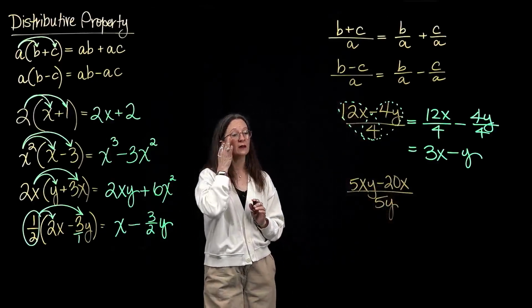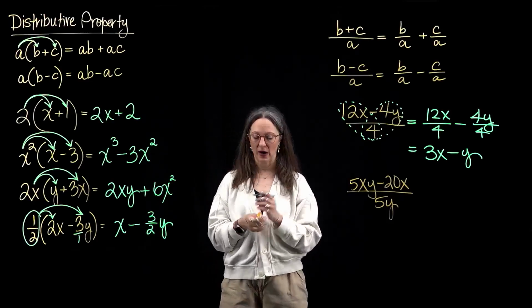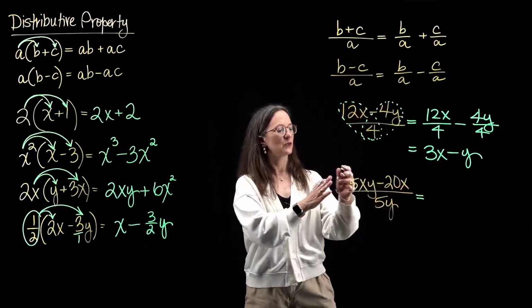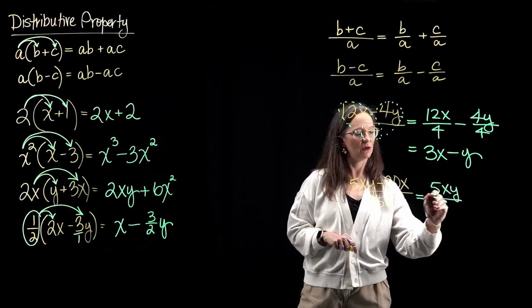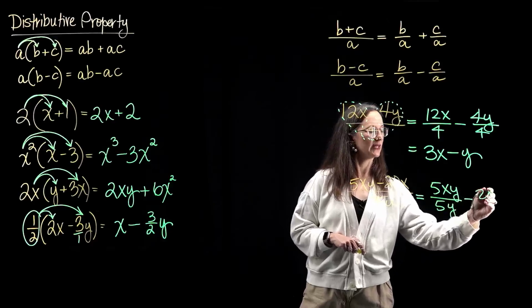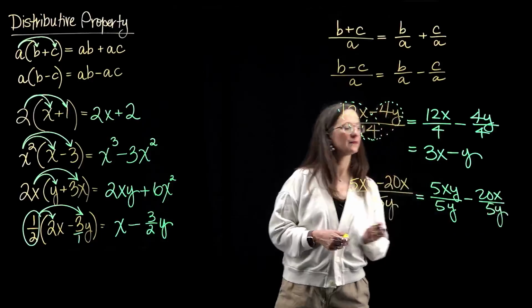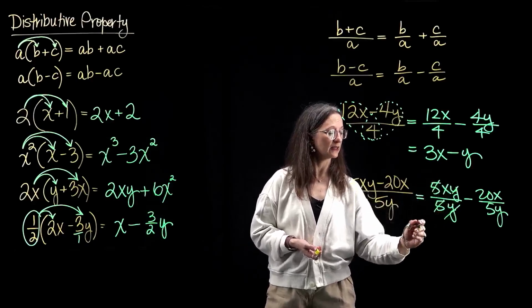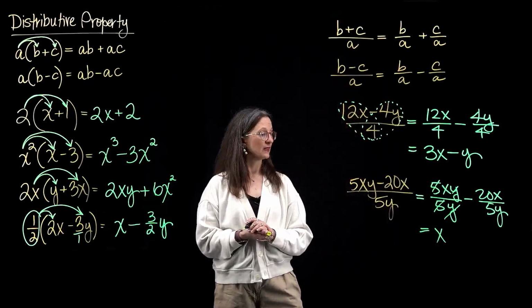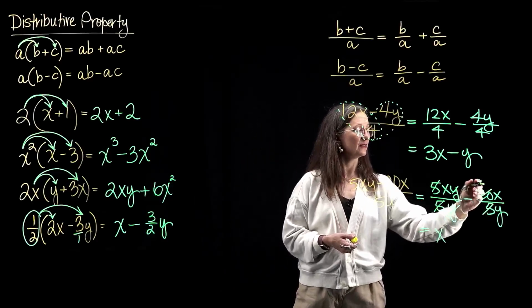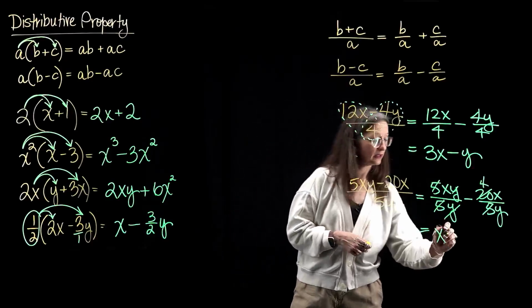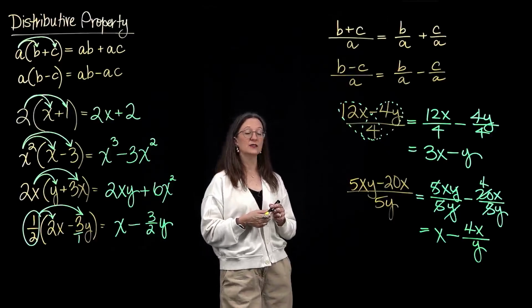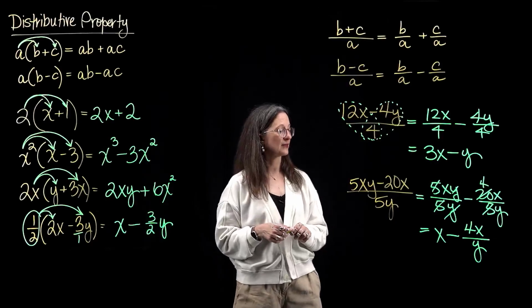So I have 5xy minus 20x over 5y. And I just threw some extra variables in there for you. All right, so we're going to rewrite this as 5xy over 5y minus 20x over 5y. We can simplify this a bit. In the first fraction, those 5's will cancel, the y's will cancel, and I'll just be left with an x. In my second fraction, 20 divided by 5 is 4, but that's the only thing we can simplify. So we're left with 4x over y. So instead of 5xy minus 20x over 5y, we have x minus 4x over y.